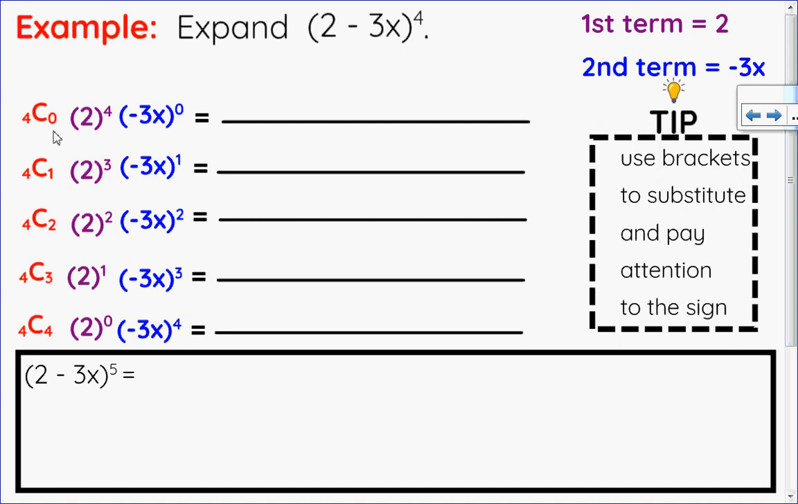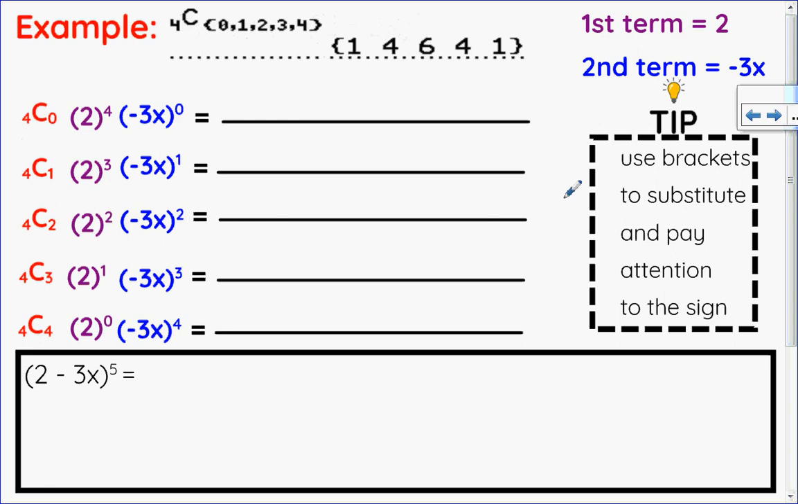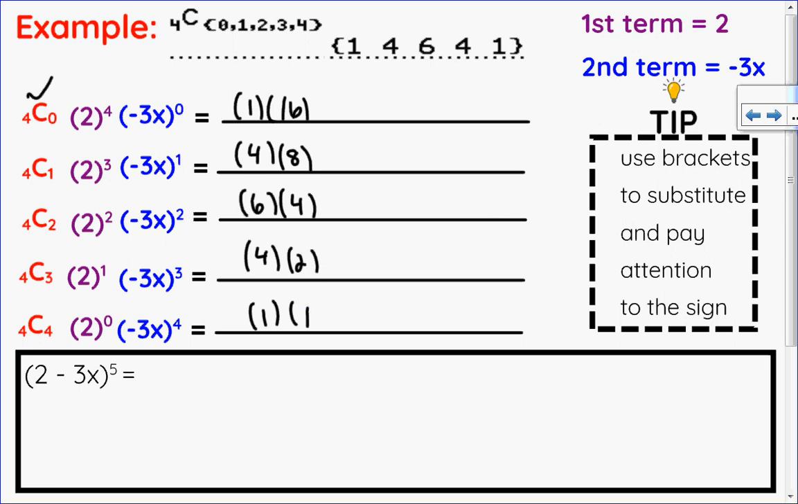So let's start with our combinations. Remember the shortcut: 4C0 1 2 3 4? I enter that into my calculator and get my numeric values. So I know it's 1, 4, 6, 4, and 1. So I'm done with my combinations. Now let's move on to my first term. So 2 exponent 4 is 16, 2 cubed, 2 squared, 2 to the 1, and 2 to the 0. I'm done with my second.